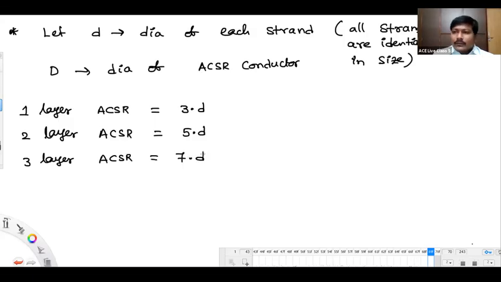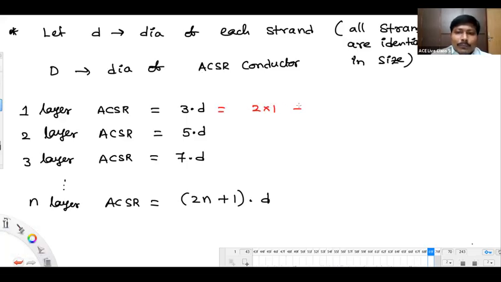7 times of small d. And if you have n layers, what will happen? It may come like 2n plus 1 into small d. Okay? So just listen to this 3D thing, what I'm saying now.